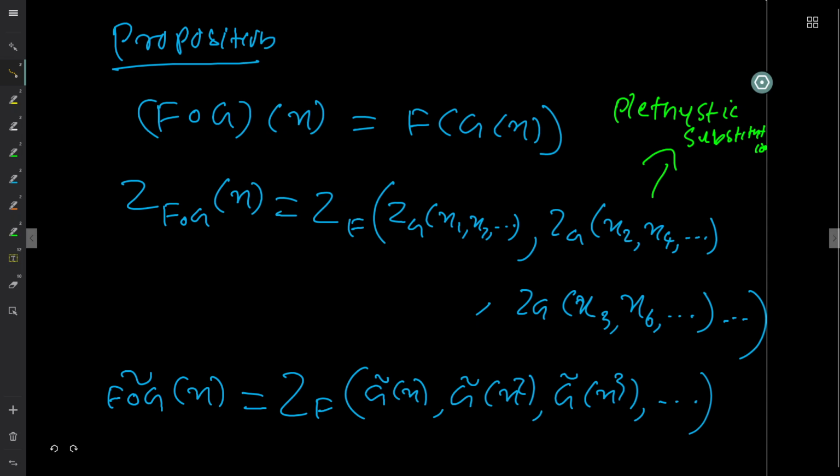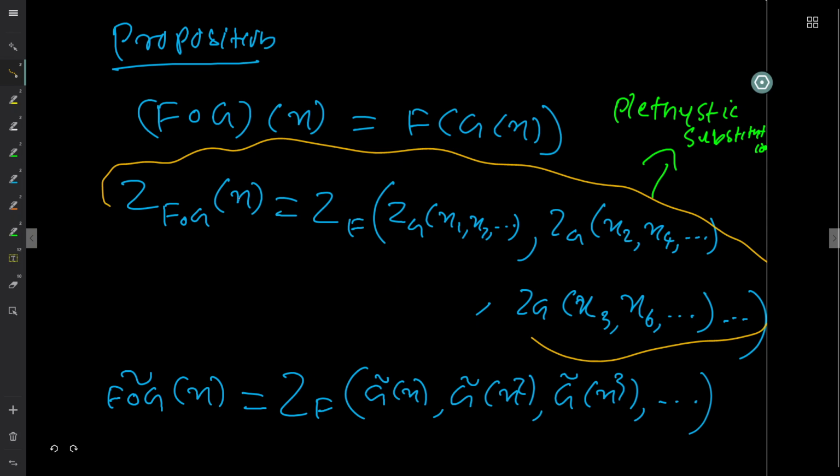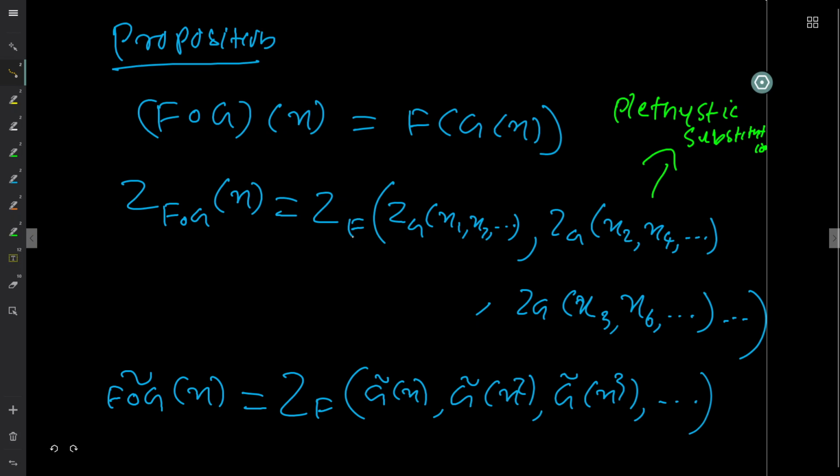On the other hand, if you look at the cycle index series, it is obtained as follows. Z of f composition g is Z f of, now, we know that Z f is Z f of x1, x2, x3, etc. For each of these, we are going to substitute as follows. x1 is substituted with Z g of x1, x2, etc., that is basically the cycle index series for G.